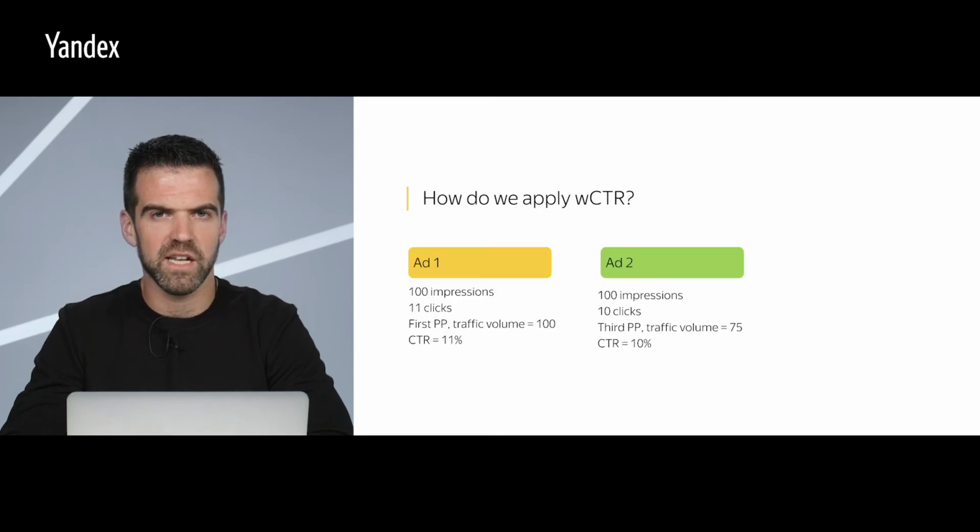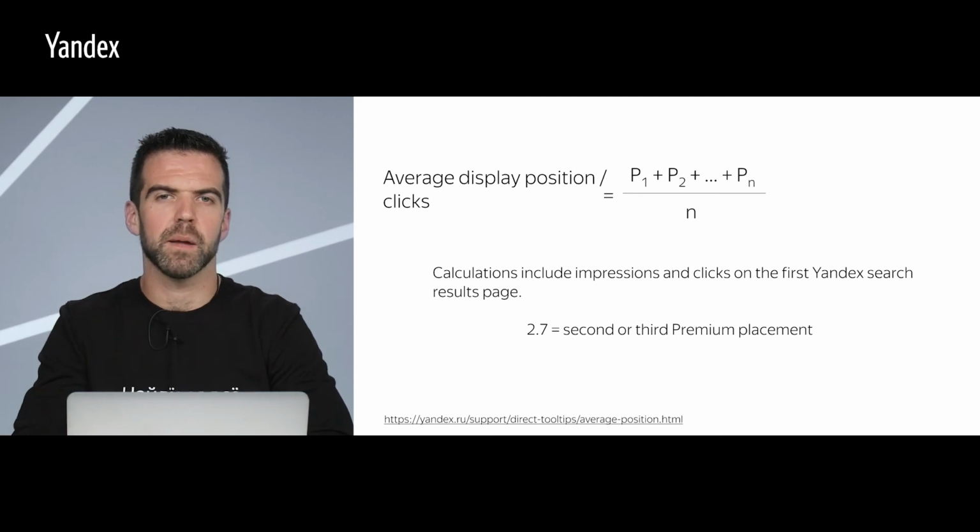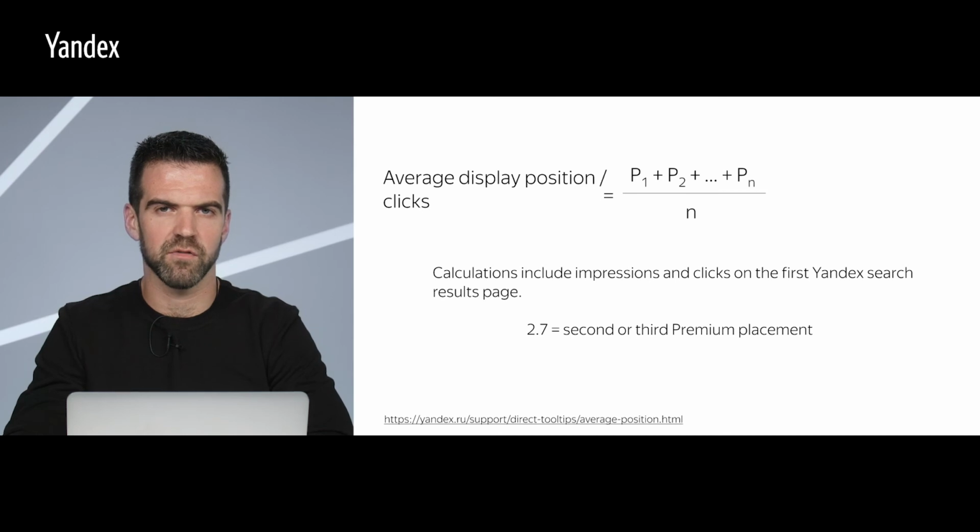So how do we apply weighted CTR? By using this formula, we can compare 2 ads' CTR. There's one more indicator that we've had for a while, which we shouldn't forget about: average display position. As it was before, you can still see at any moment in which position, on average, your ad was served. When calculating the average position, impressions and clicks in ad blocks on the first page of Yandex search results are taken into account. For example, the value of 2.7 means that the ad was more likely to appear in second or third place premium placement.